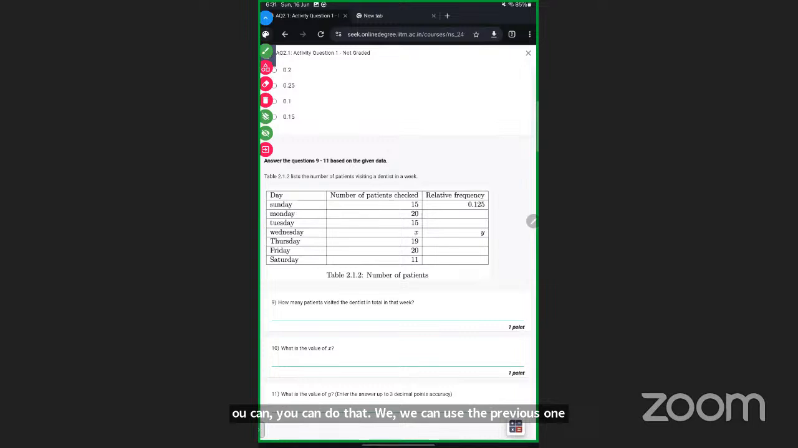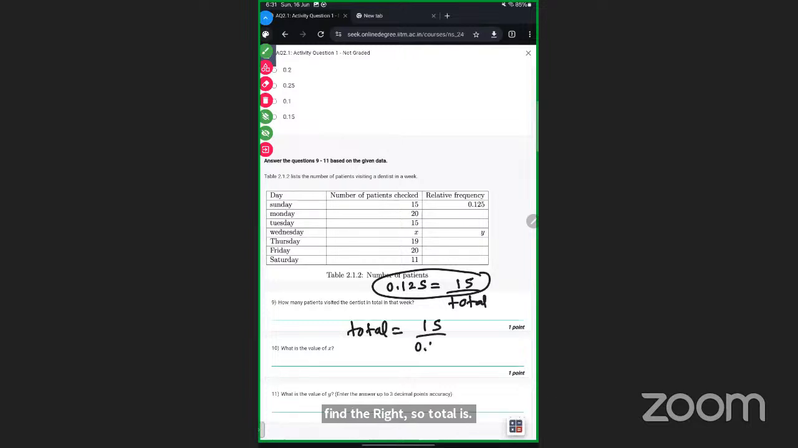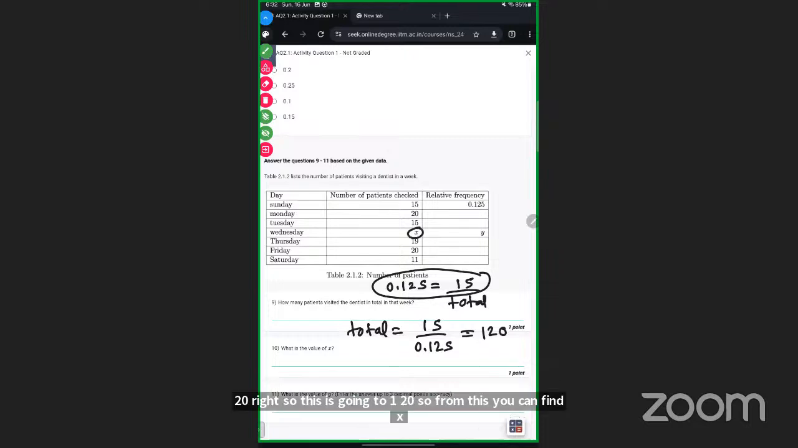Let's say relative frequency: 0.125 is equal to 15 divided by total. Since you know two things, you can find the total. So total is going to be 15 divided by 0.125, which comes out to be 120. So from this you can find X, and how many patients visited you can find like that.